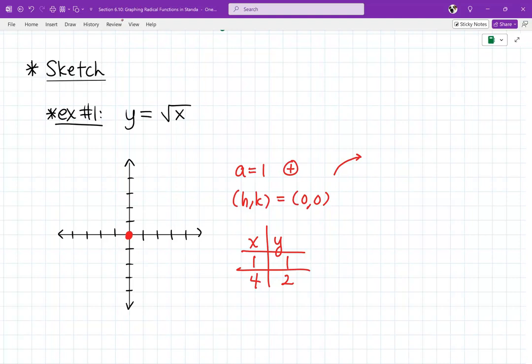Now, do you have to pick those numbers? No, you could have picked 2 and then on your calculator figure out what the square root of 2 is, which is 1.41. But if you don't want to get decimals, try to be smart about which numbers you're picking. So here we go, (1, 1), and then (4, 2). And there's my graph. And that's it.